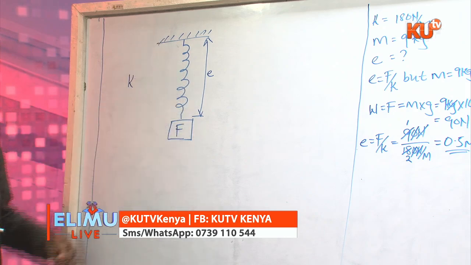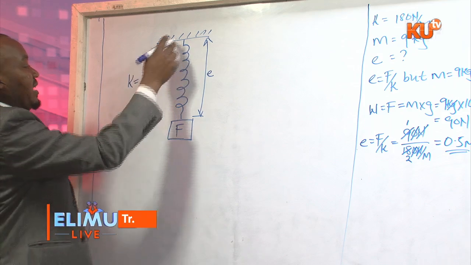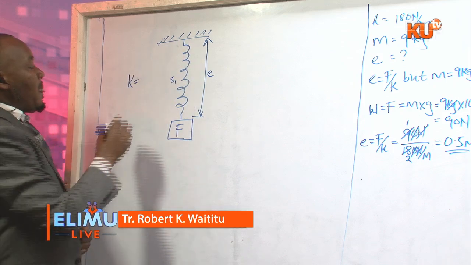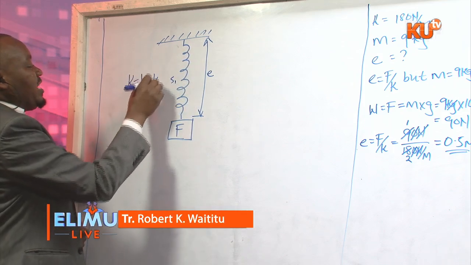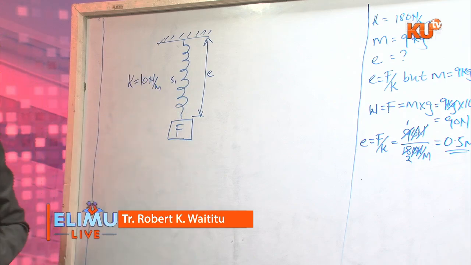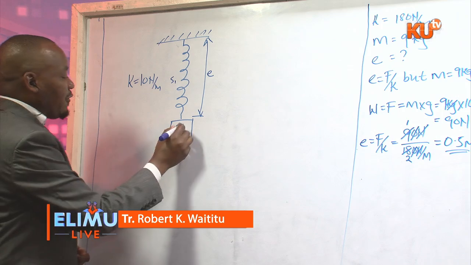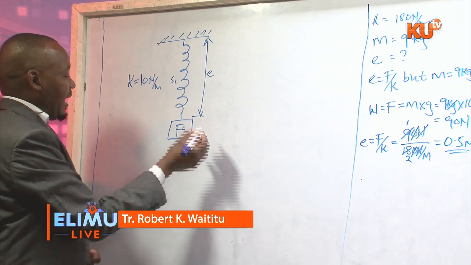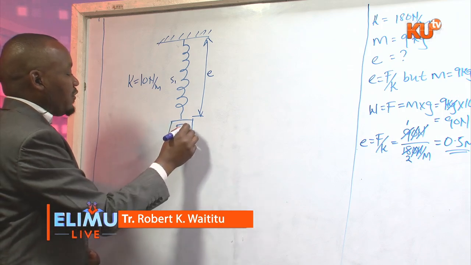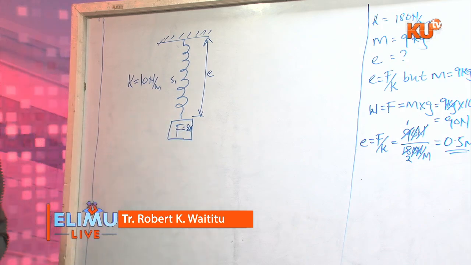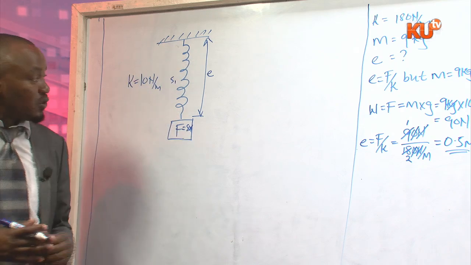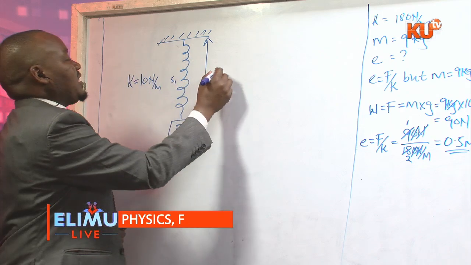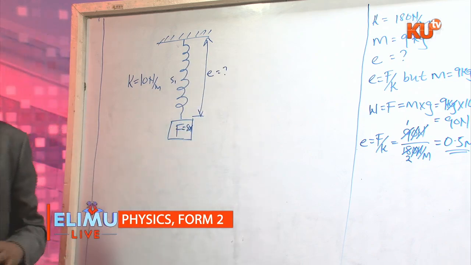I'll give just an example. If this spring that we're presented with has a constant of 10 newtons per meter, and we suspend on it a force, I'll just give a random number, a force of 8 newtons. Spring constant 10 newtons per meter. We are suspending a force of 8 newtons. What do we expect to be the extension achieved for a single spring?